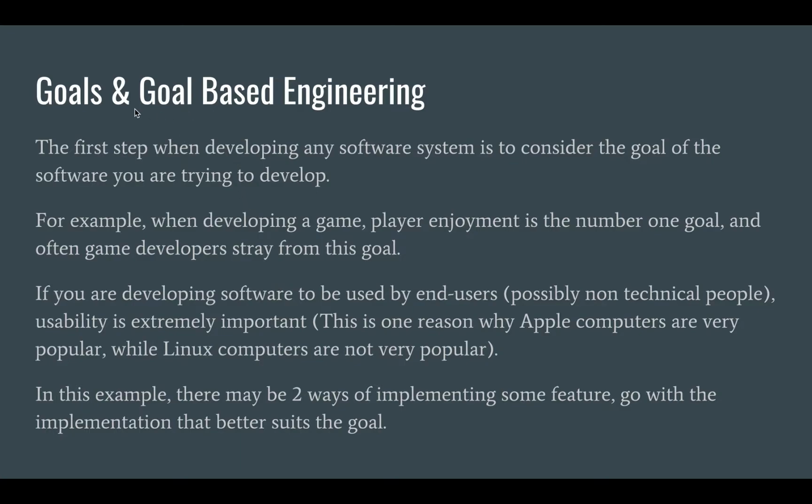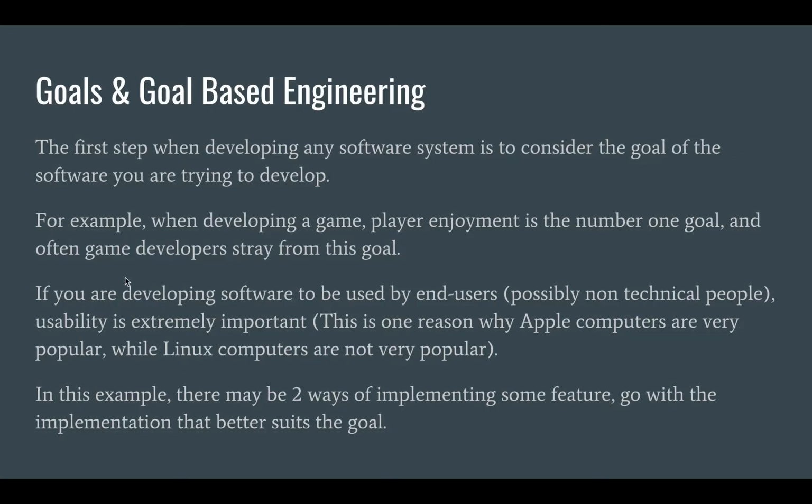So the very first thing to think about when you're developing any kind of software is the goal of the software. And this leads us into what's called goal-based engineering. So for example, when you're developing a game, player enjoyment should always be the number one goal. And often you see this a lot, I'm sure. Developers stray away from the goal. And a lot of times it's perhaps because they're ambitious, they want to try out a new technology or this or that or the other. But the game itself suffers and it becomes a pretty mediocre game.